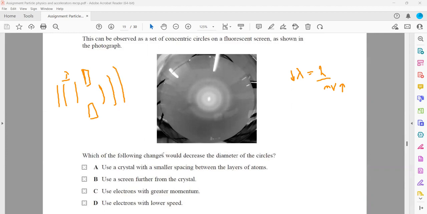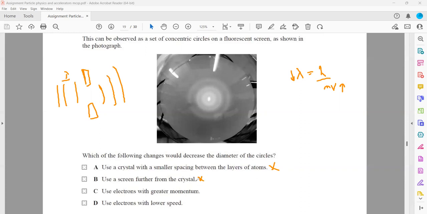So the question is, which of the following changes would decrease the diameter of the circle? Use a crystal with a smaller spacing. If we use a smaller spacing, meaning a narrow gap, there is more diffraction, so that would increase the diameter of the circle, not decrease. Use the screen further from the crystal. That will also increase it. If the screen is far, the size of the rings will also increase.